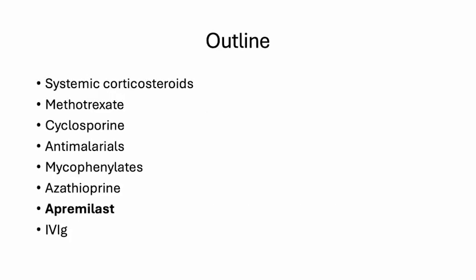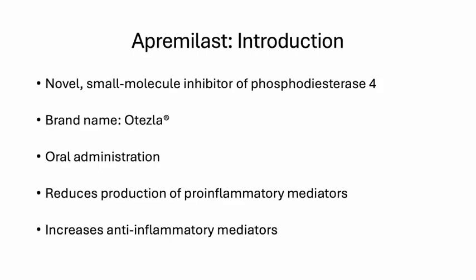Okay, almost there. Let's talk about Apremilast. Apremilast, sold under the brand name Otezla, is a novel medication that is a small molecule inhibitor of phosphodiesterase 4. It's administered orally and works intracellularly to modulate the inflammatory response. Specifically, Apremilast reduces the production of pro-inflammatory mediators while increasing those that are anti-inflammatory. This unique mechanism of action makes it a valuable addition to our arsenal of treatments for certain inflammatory conditions.